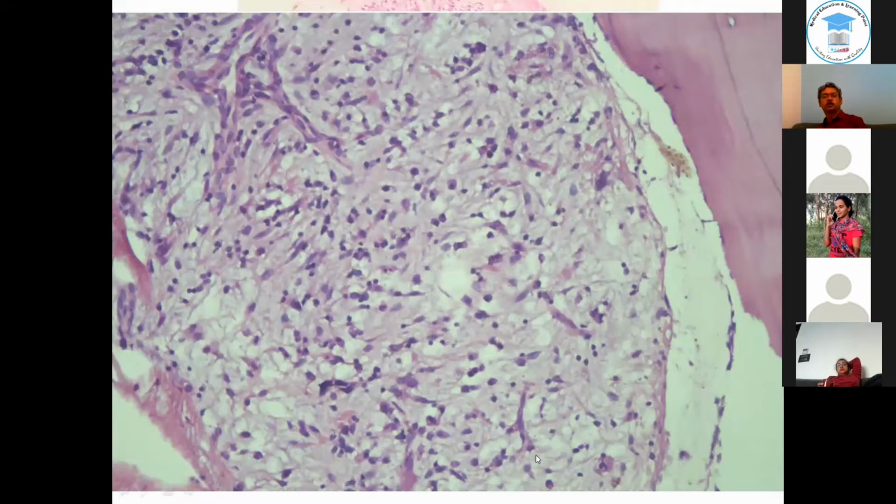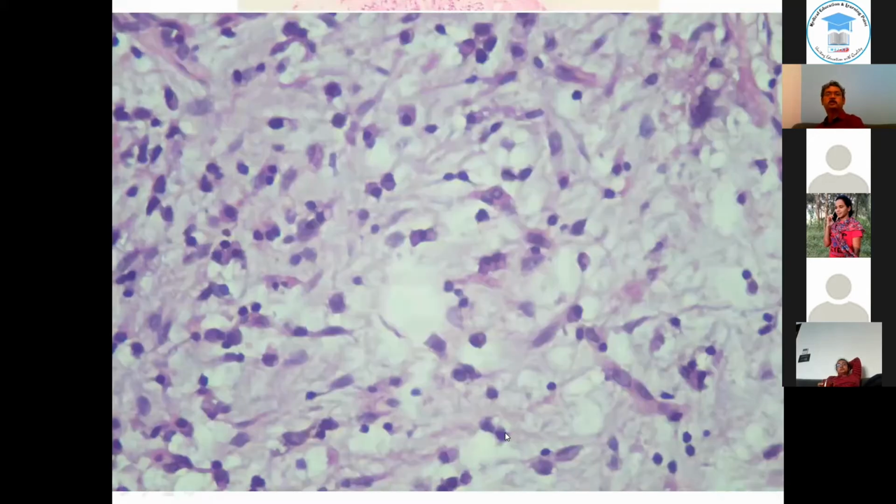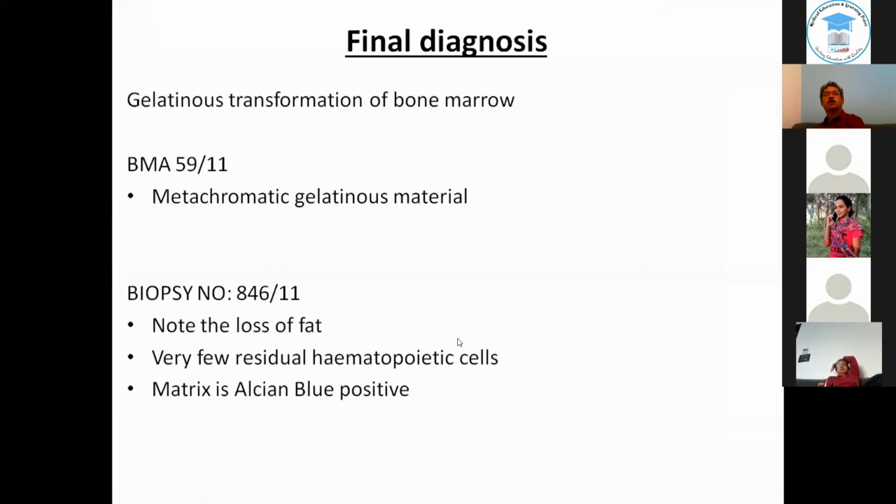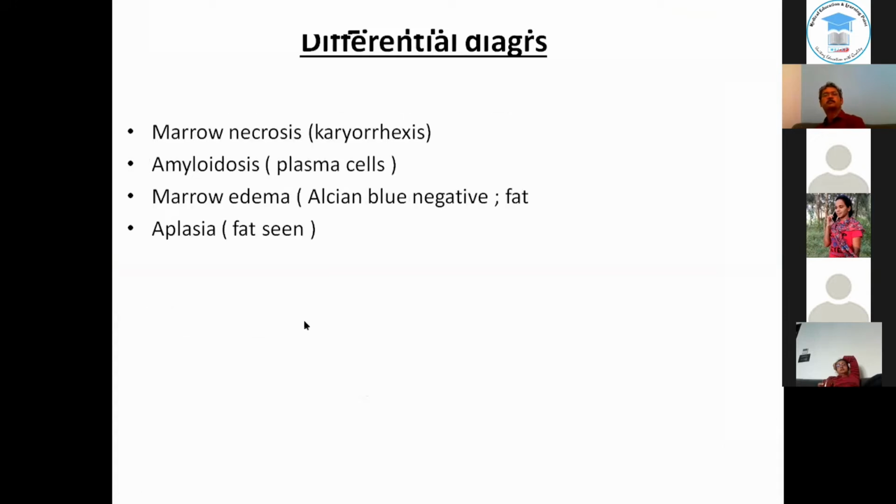And you don't see myeloid cells or erythroid cells or megakaryocytes. You don't see metastatic cancer. You don't see Hodgkin's in this. And an Alcian blue stain stains this material blue and gives us the diagnosis of gelatinous transformation of the bone marrow, in which you get metachromatic gelatinous material on the aspirate. And on the trephine, you find Alcian blue positive matrix with very few residual hematopoietic cells and no fat.